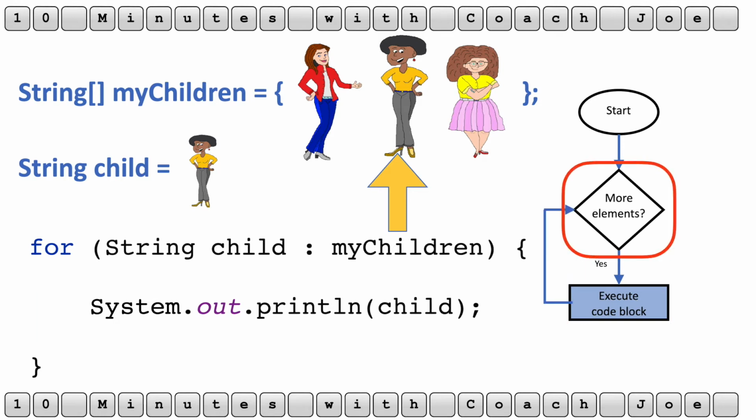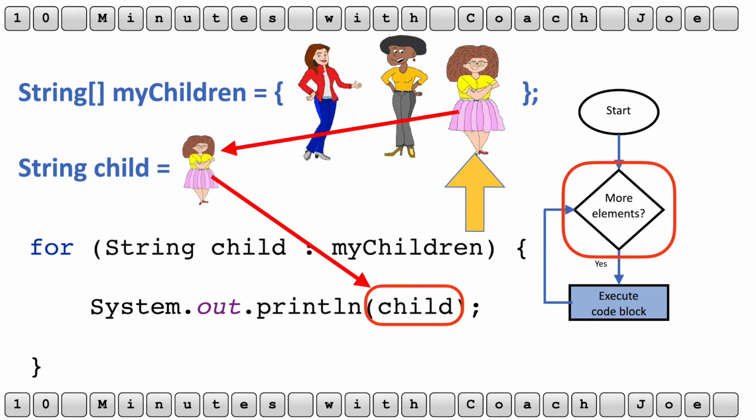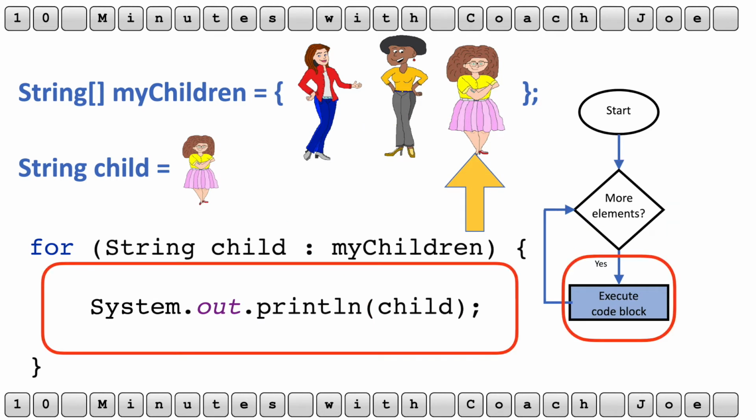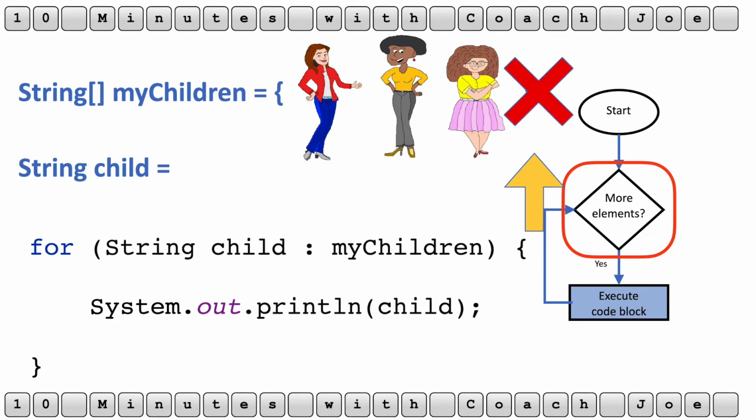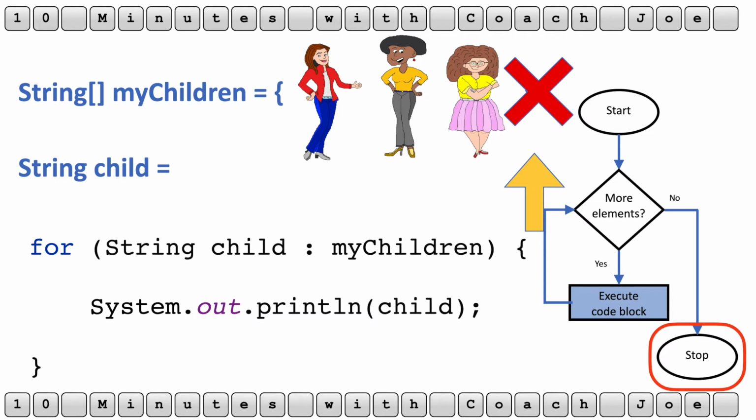The decision process happens again. There is another child, Aaron. The code block is executed. The println method will output Aaron's name. The decision process happens again. There are no more children in this collection. The code will exit the for loop and proceed to the next statement.